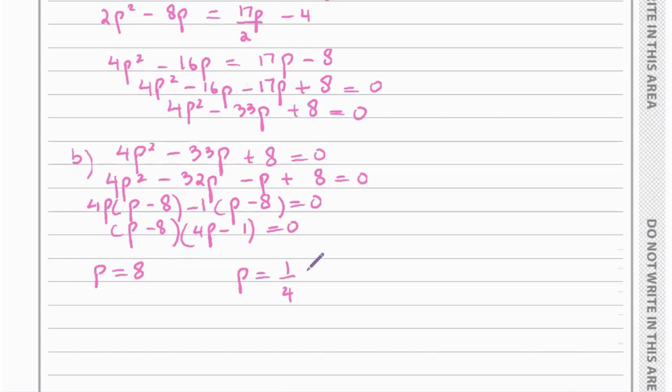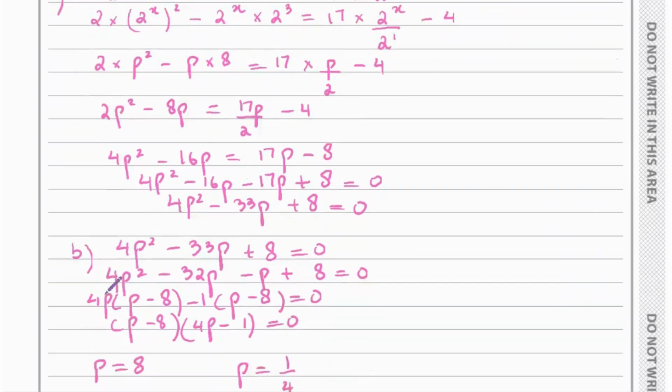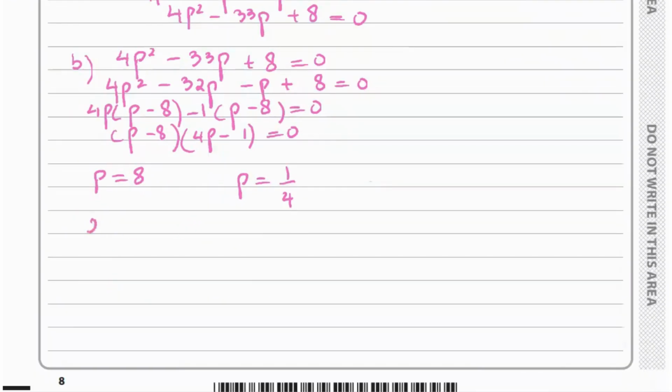Now we know p is equal to 2 to the power of x. And we're trying to find the value of x because they want us to solve the original equation. So we're going to replace p with 2 to the power of x in both the equations. So we know 8 is 2 cubed. So when we have the same bases on both sides of the equal sign, the powers are equal.